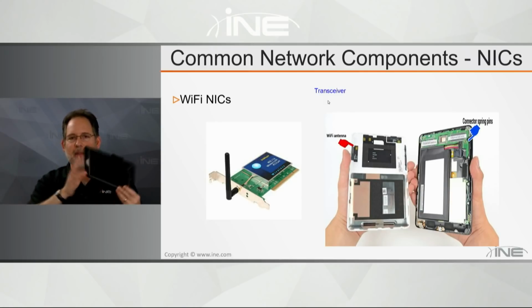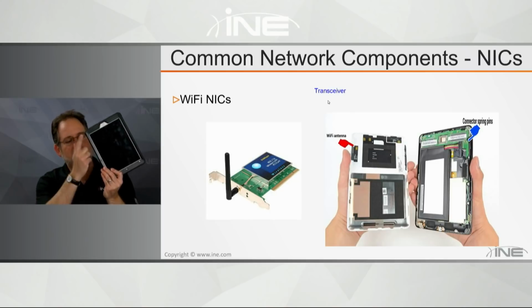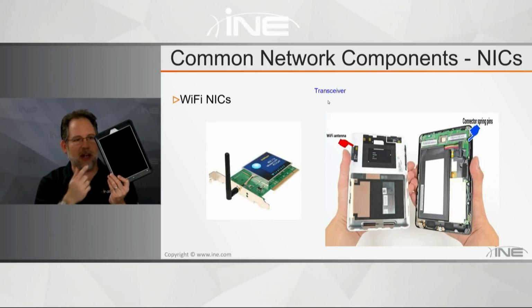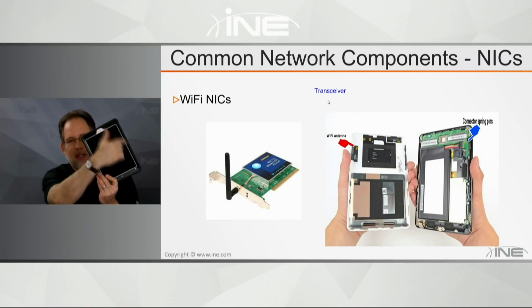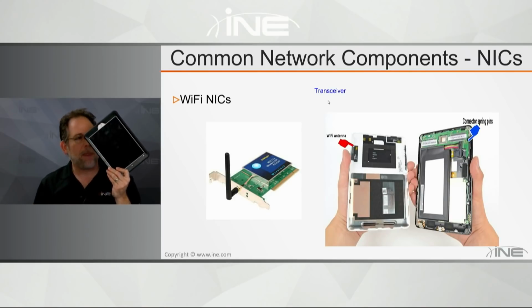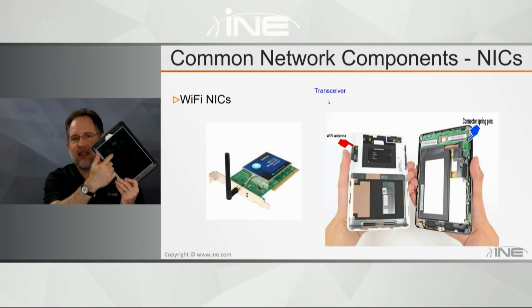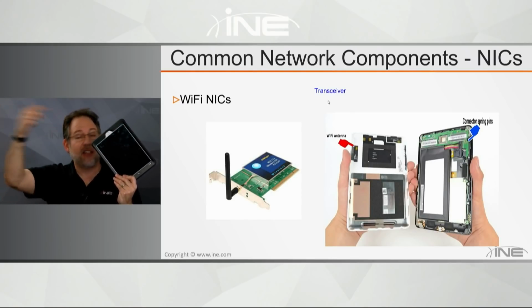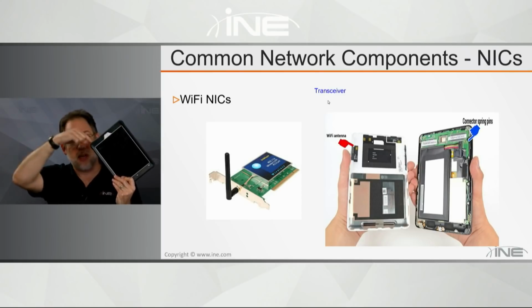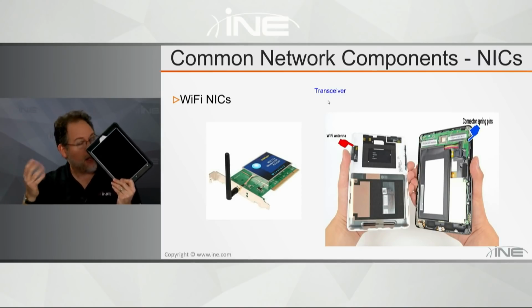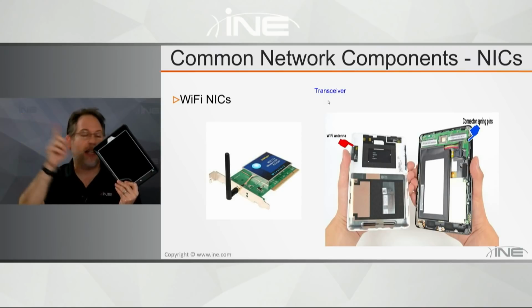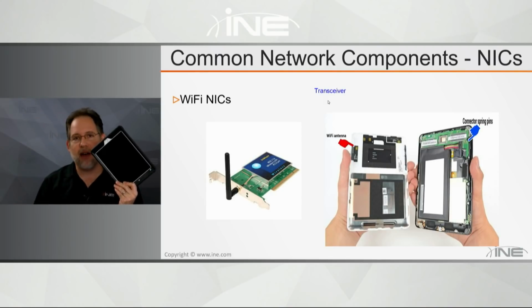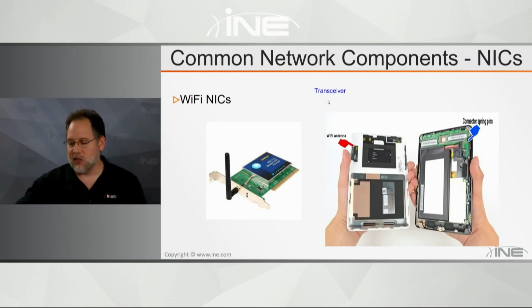So in your tablet right here, in your iPad or whatever, there's some antennas somewhere, usually along the side. There's one or two antennas. You can't see them, but they're built into this thing. And the Wi-Fi NIC card inside this thing is a transceiver. Just like the radio in your car, it has the ability to listen to Wi-Fi signals coming in. But unlike the radio in your car, it also has a transmitter. It has the ability to transmit out Wi-Fi signals. So we call that a transceiver. So a Wi-Fi NIC card by another name is a Wi-Fi transceiver.